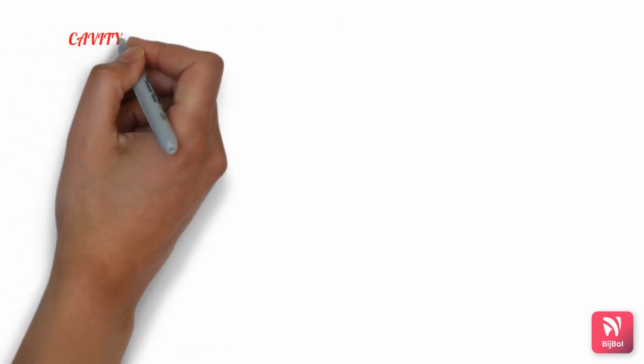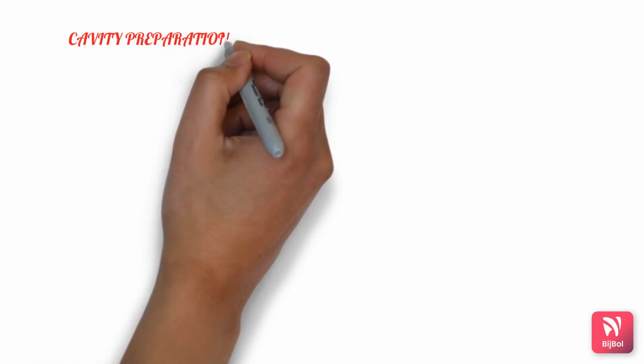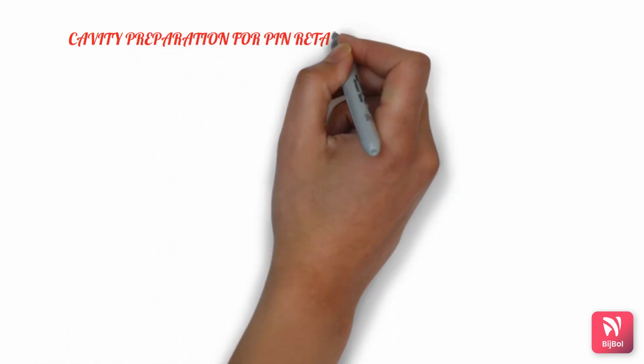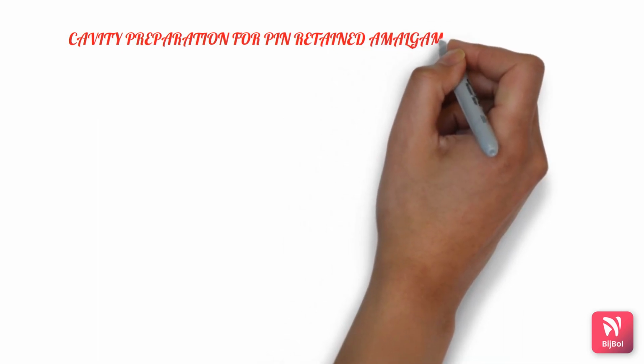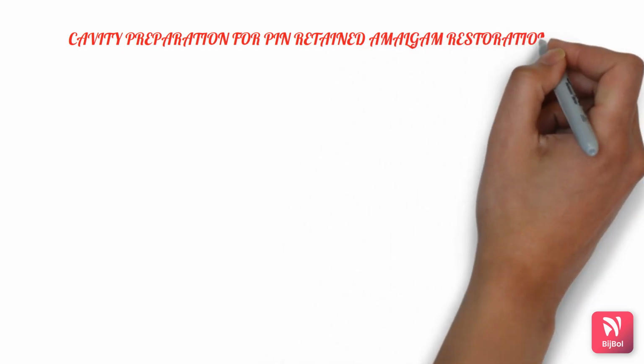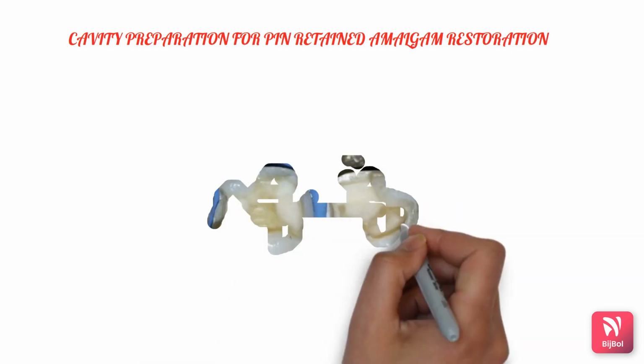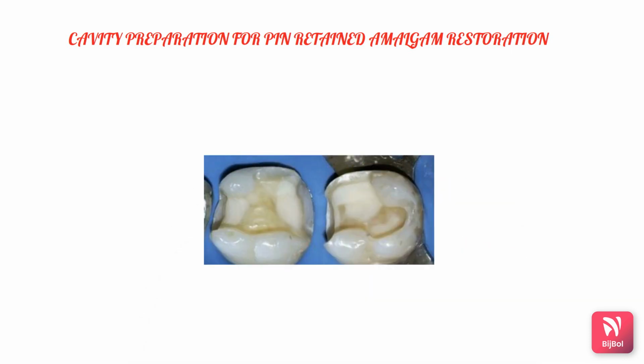Now we'll see the cavity preparation for the pin amalgam restorations. The complex restorations requiring the use of pins are indicated mostly for class 2 cavities. So the pins are placed in a few situations such as when one or more cusps are missing, or the cavity width exceeds 2/3 of the intercuspal distance, or when the tooth has a flat occlusal surface, when there is a need to increase the vertical height, or as a foundation for cast restorations.